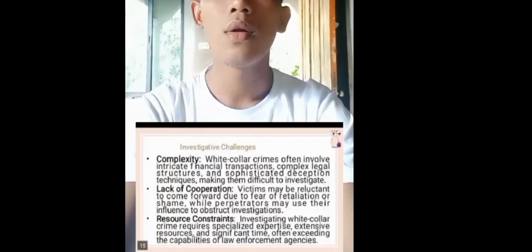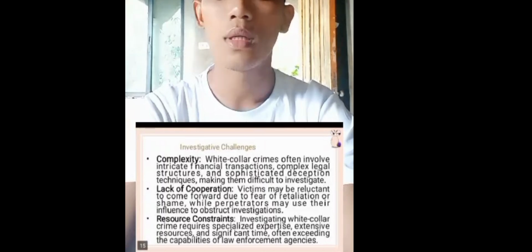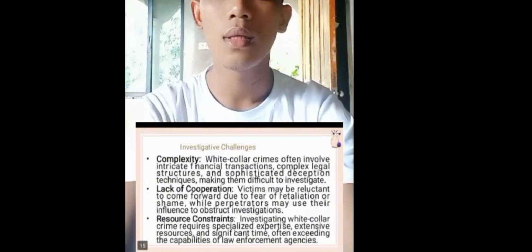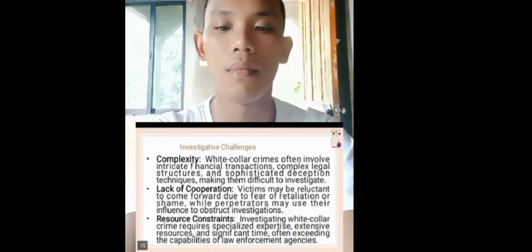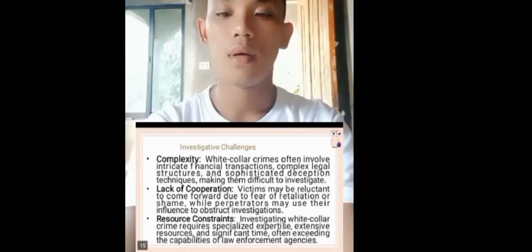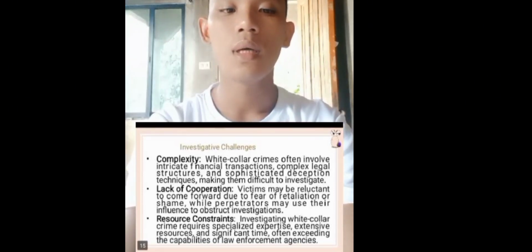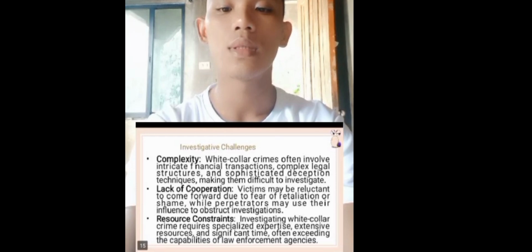Complexity. White-collar crimes often involve intricate financial transactions, complex legal structures, and sophisticated deception techniques, making them difficult to investigate. Lack of cooperation. Victims may be reluctant to come forward due to fear, retaliation, or shame, while perpetrators may use their influence to obstruct investigations. Resource constraints. Investigating white-collar crime requires specialized expertise, extensive resources, and significant time, often exceeding the capabilities of law enforcement agencies.